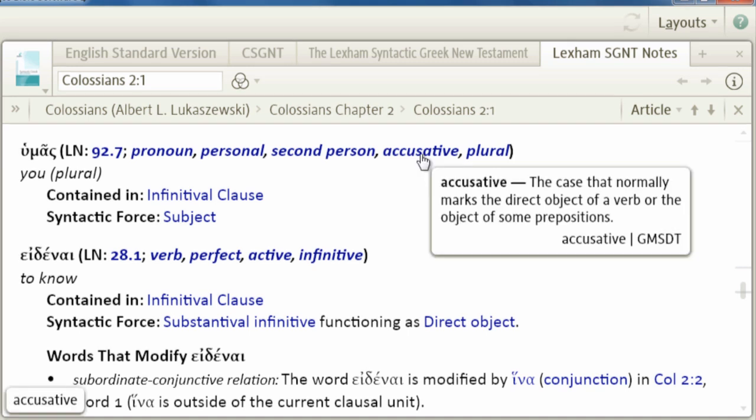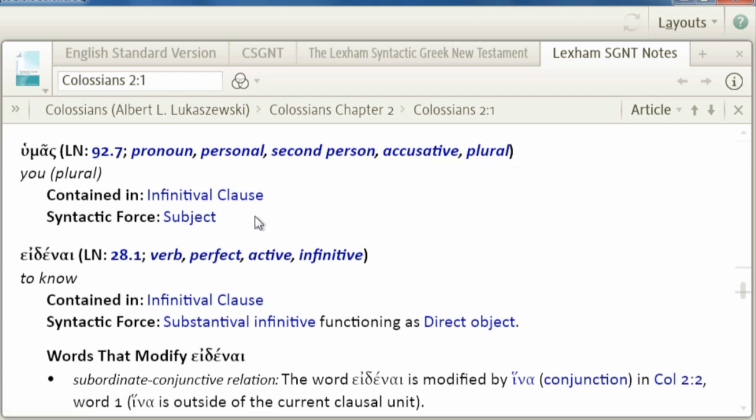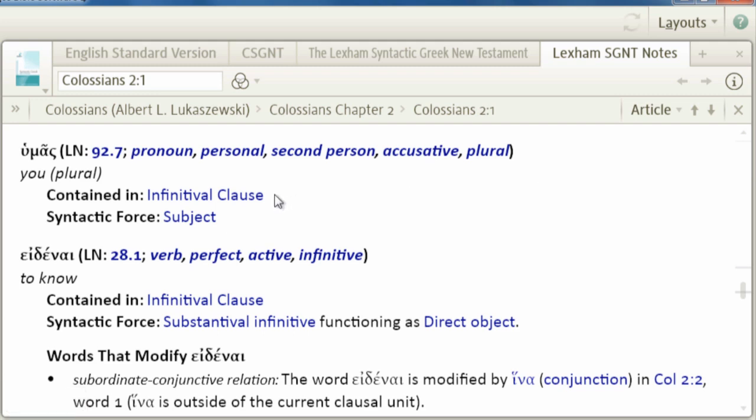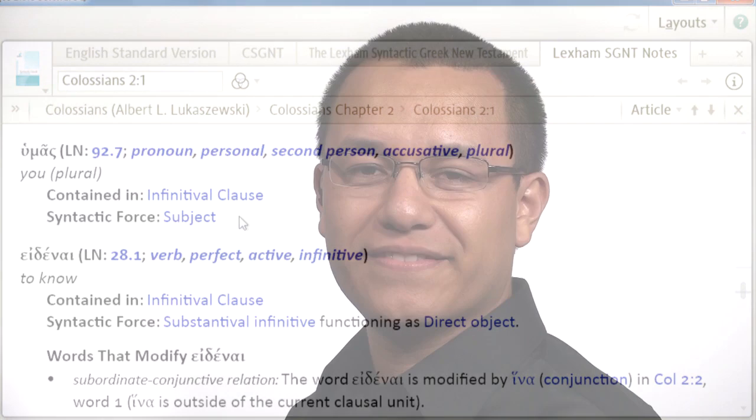So for example, hovering over the definition of accusative, the case that normally marks the direct object of a verb, or the object of some prepositions. And now normally there is the key word in the definition, because if you notice, the syntactic force or function of the word in the clause is actually subject, not object. And so you might say, hey, well this doesn't make sense. How can it be the subject, but then it says it's the object here? Well, that's because when you have an infinitival clause, that is, a clause that contains an infinitive verb, the word that's in the accusative case can function as a subject.